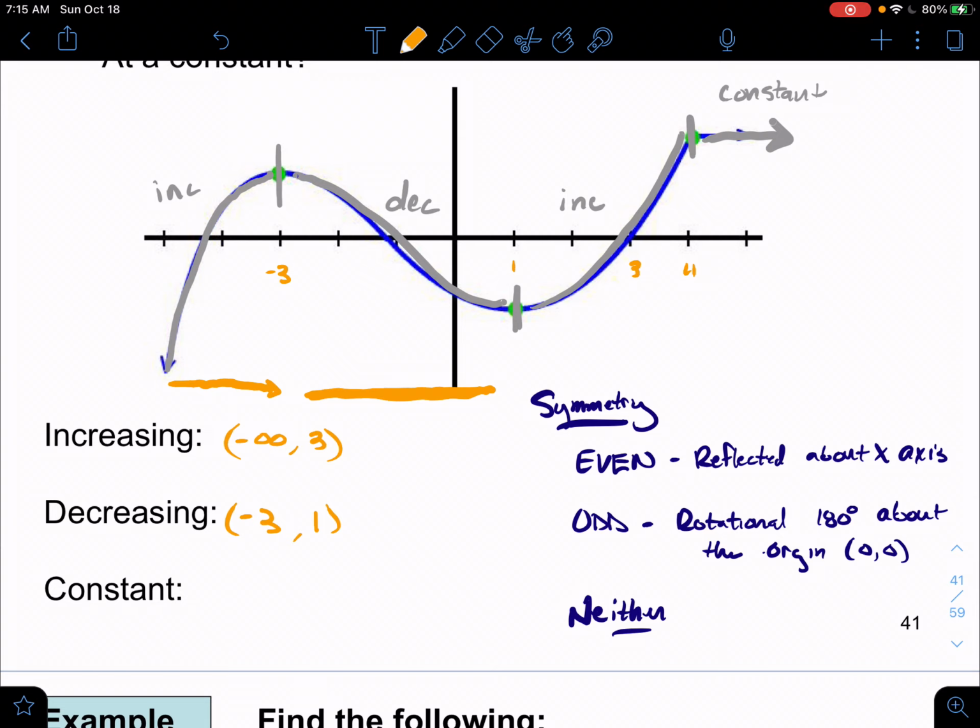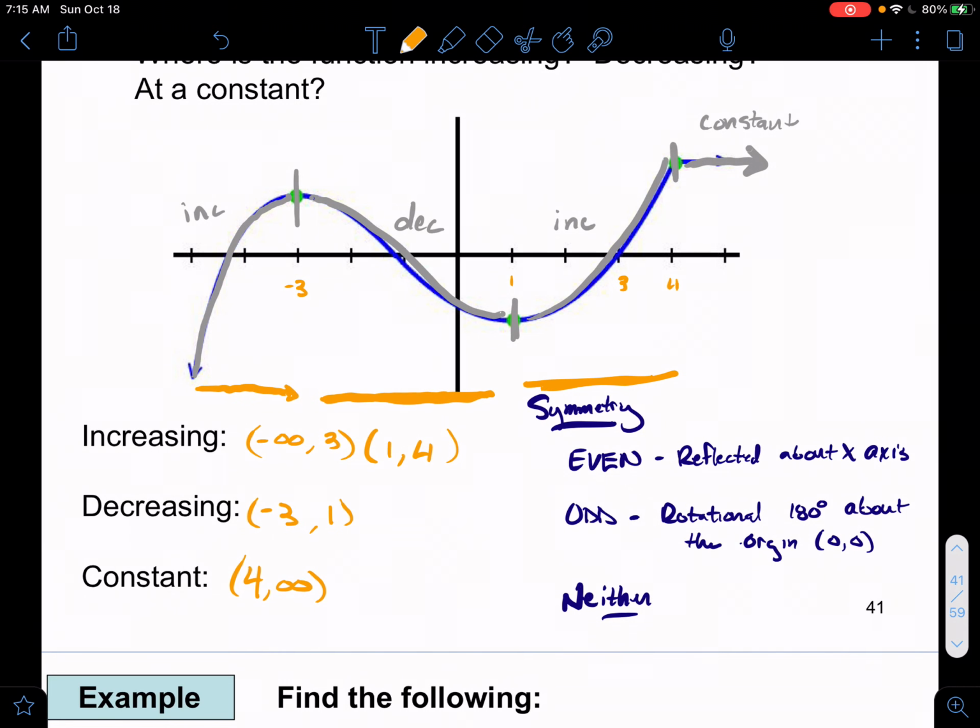And then we went back to increasing, so we were increasing again from 1 all the way to 4, right? From 1 to 4 on this little interval here, we were increasing. And then finally, from 4 to infinity, since it stays flat the rest of the way, our graph will be staying constant, right? And that's really why we look at the relative min and max first, because those help us to determine where our graph is truly increasing or decreasing.